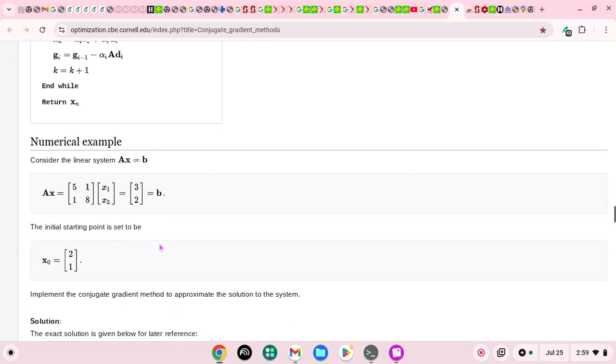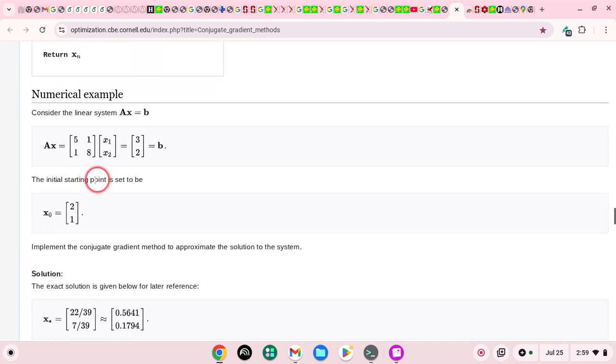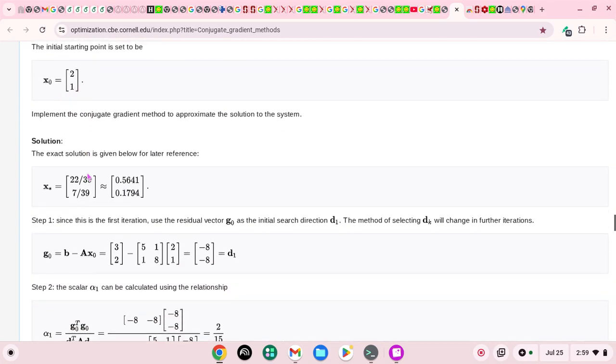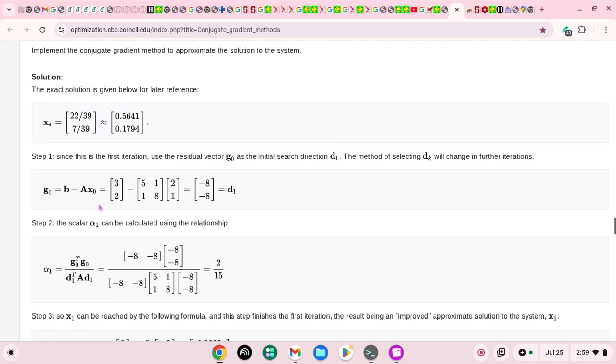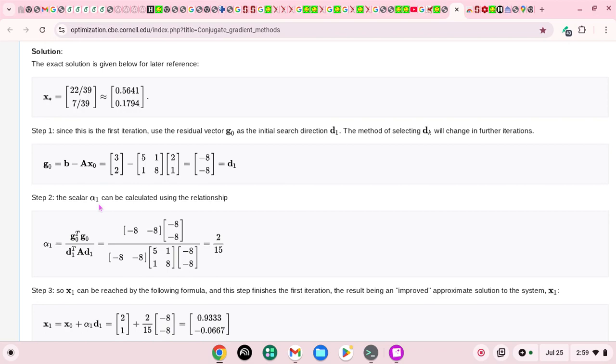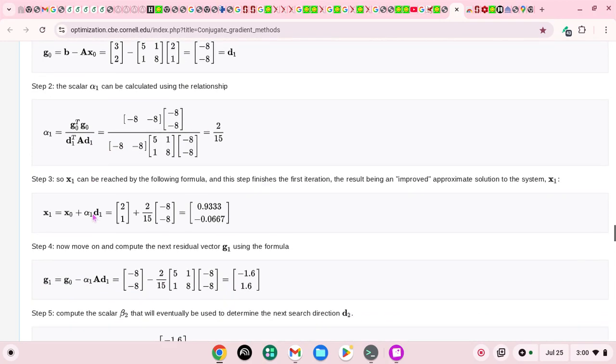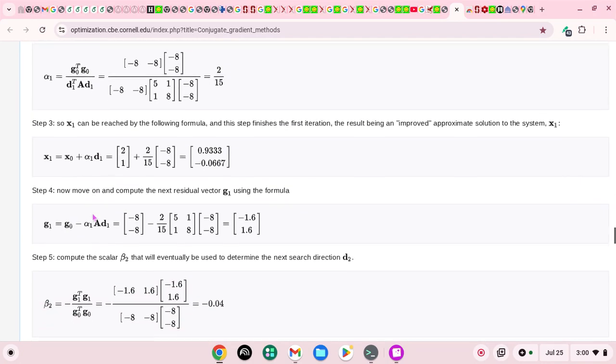So a small scale example is given of a 2 cross 2 matrix, and the initial vector is chosen somewhere here, and the exact solution can be computed using a direct method. Similar to the conjugate gradient method, first we need to find our initial residual. That initial residual itself will be considered as a search direction, and based on that we compute alpha 1. Once alpha 1 is computed, we can update the solution. Then once that has been updated, we compute the next residual.